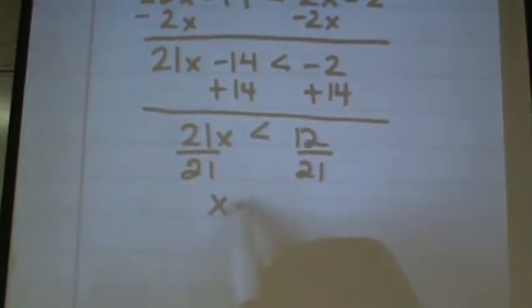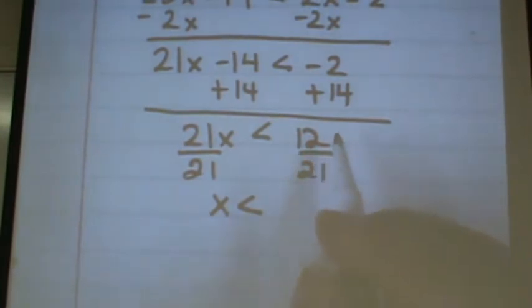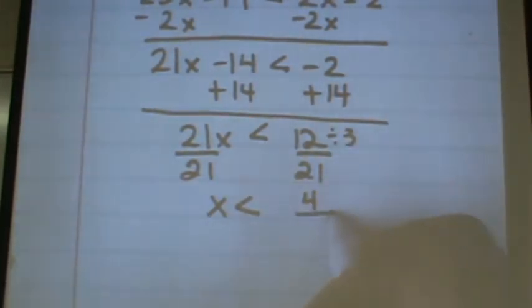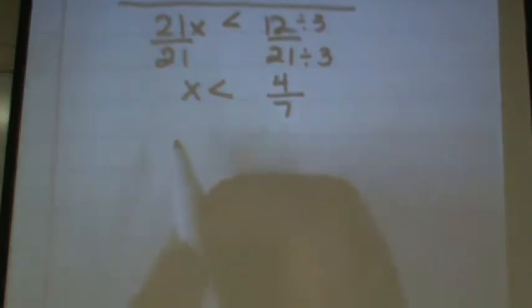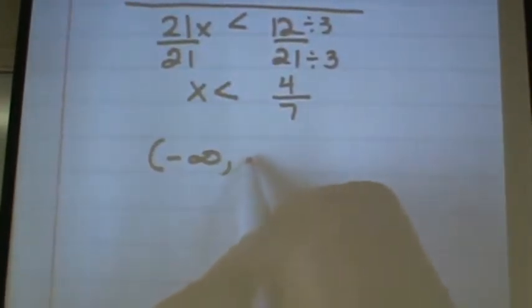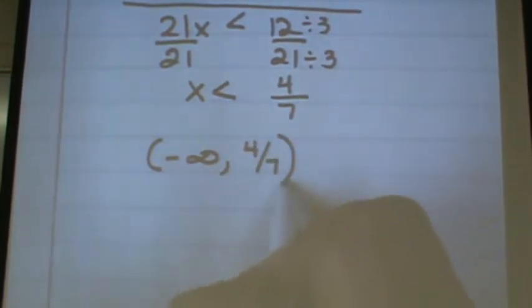This fraction can be reduced by 3. 12 divided by 3 is 4, and 21 divided by 3 is 7. So your answer is x is less than 4/7. In interval notation, that would look like negative infinity to 4/7 parenthesis.